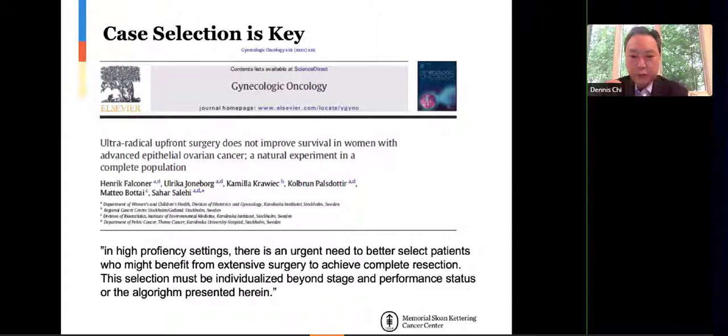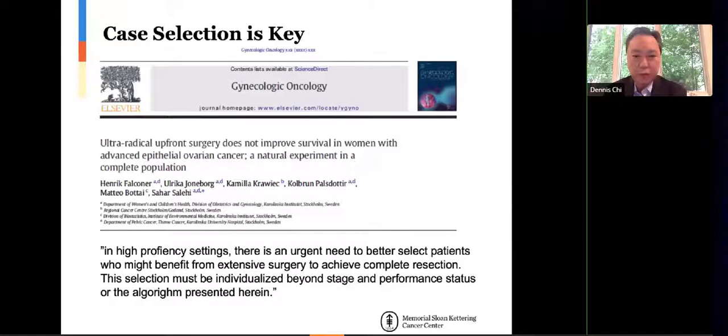So there have been multiple studies from Nicoletta's group, from the Mayo Clinic, from South Korea, from Memorial Sloan Kettering, that have shown that if you improve your surgical outcomes and improve your complete cytoreduction rates, you will improve your median overall survival.